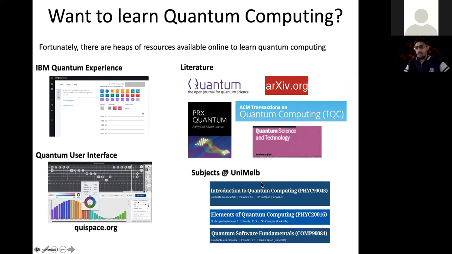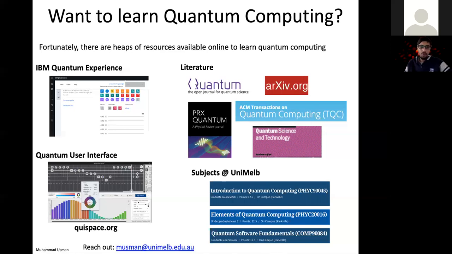We have also developed some quantum computing courses at UniMelb. We are offering 2 quantum computing courses, and there's another quantum computing course which we will offer next year from the computer science department. So you can attend these courses and learn about quantum computing.